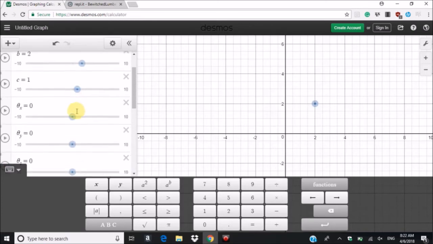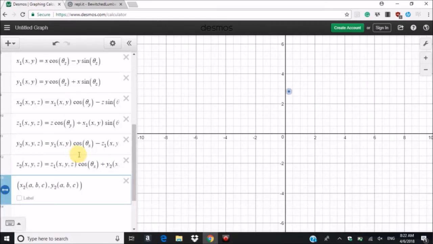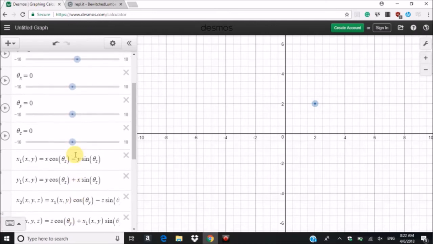So let's see this. z is the easiest case. So that rotates around like that. y should only look like it's going horizontally. Yep, doing that. Put it back there. And x should look like it's going vertically. Okay.